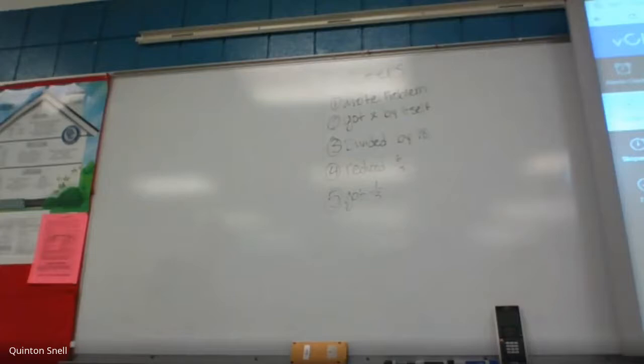My POC was comparing and contrasting solving an equation with one variable versus solving an equation with two variables. My first step was I wrote the problem, then I got the x by itself, and I divided by 18. Then I did 6 over 18, and then I got 1 over 3.